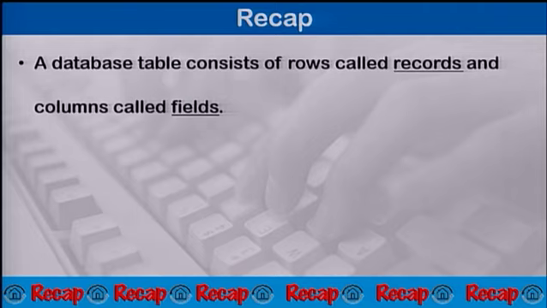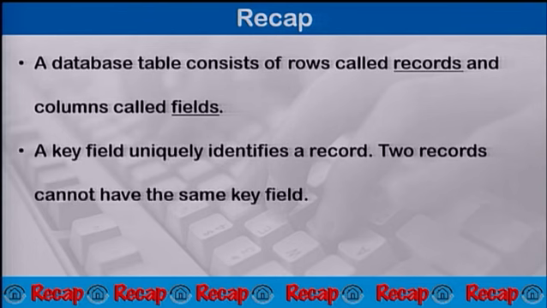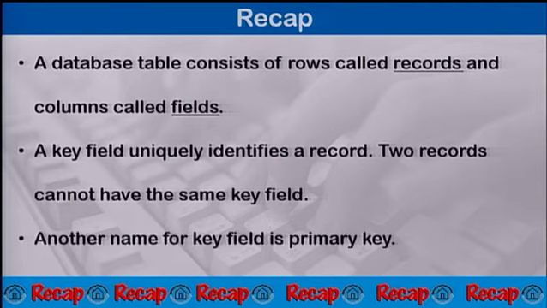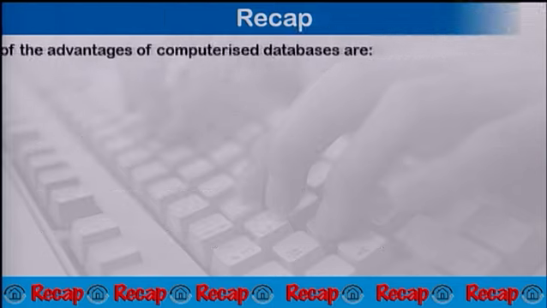A database table consists of rows called records and columns called fields. A key field uniquely identifies a record. Two records cannot have the same key field. Another name for key field is primary key.